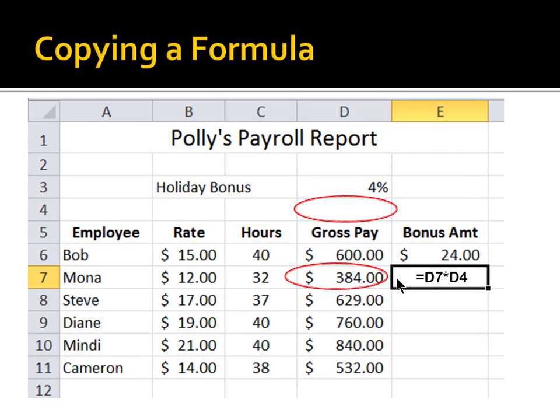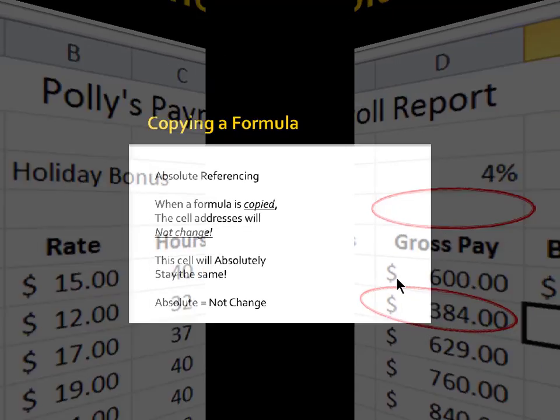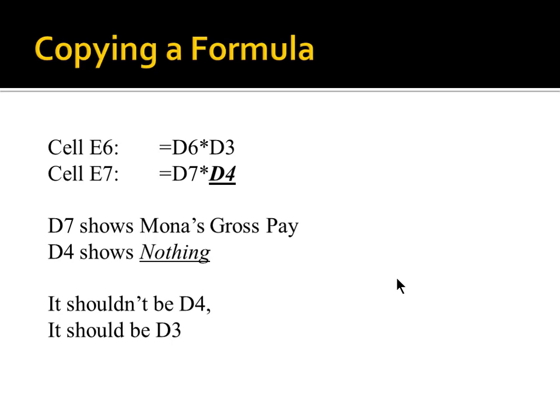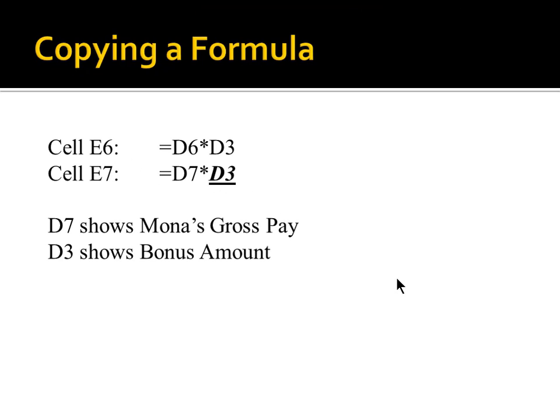If you take a look at this, this is called absolute referencing. When a formula is copied, the cell address will not change. The cell will absolutely stay the same when copied from row to row to row or from column to column to column. Absolute means does not change. Okay, let's take a look at this now. So we found out that D4 is wrong, that D4 should really be a D3. So I changed it back to a D3.